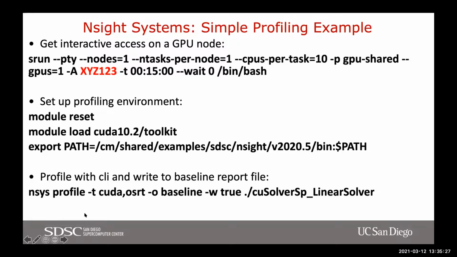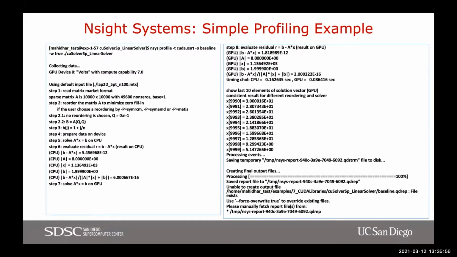And then we're going to run the same code, but with an NSYS profile, and say we are trying to look at CUDA events and the operating system runtime stuff. And the -O option basically says output the profiling info to a baseline report file, and then also write out the output to the regular output. So those are the options there. And when you do that, you will see something like this.